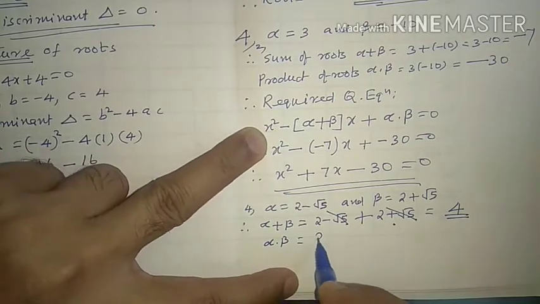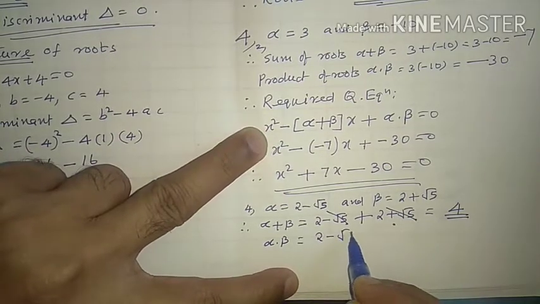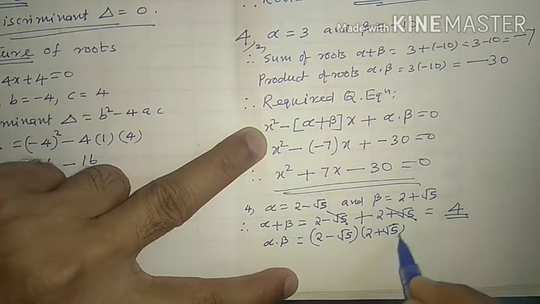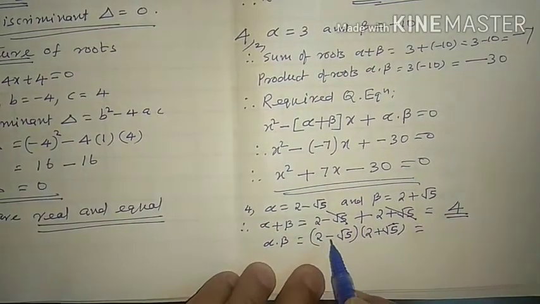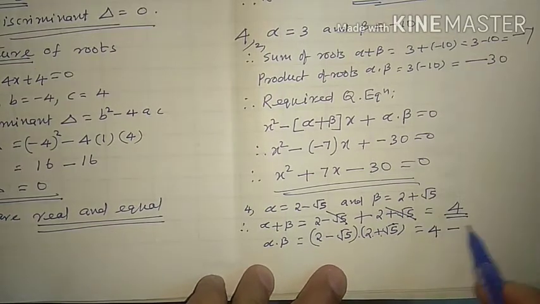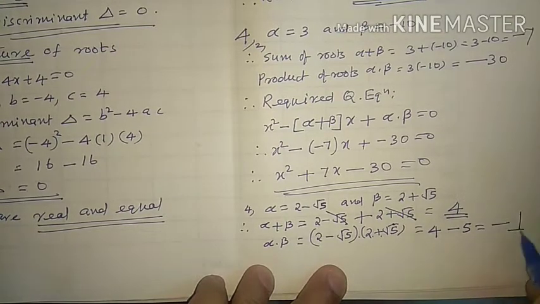The product of roots is what? 2 minus root 5 into 2 plus root 5. Like (a minus b) into (a plus b), that is a square minus b square. 2 square is 4, minus root 5 square is 5, which is minus 1.